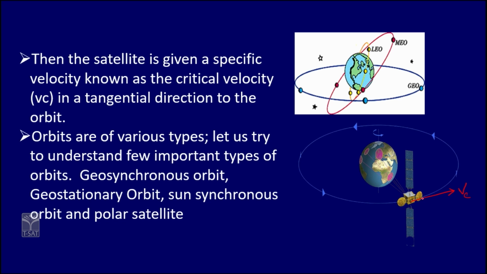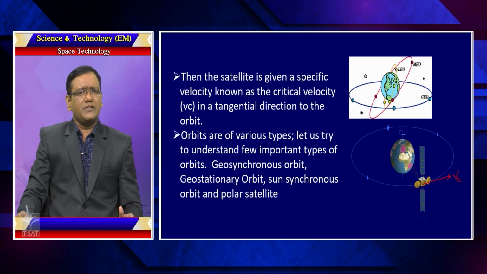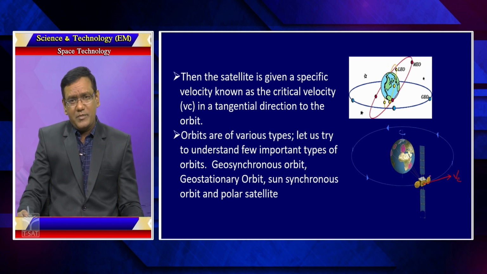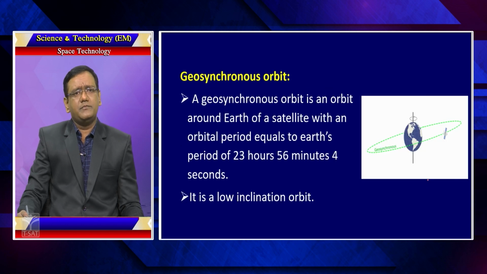So let us try to understand a few important types of orbits based on the functions of the orbit. So we all know the geosynchronous orbit, geostationary orbit, sun synchronous orbit, and polar satellites. These are the types of orbits based on the function that they would perform. So what is a geosynchronous orbit?